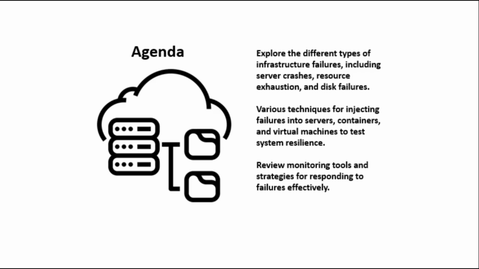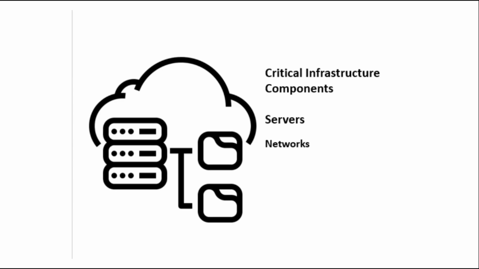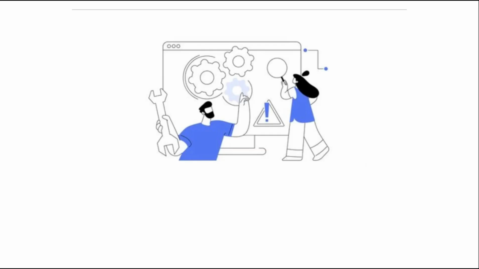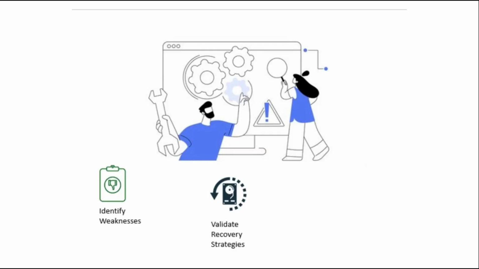Let's get started. Simulating infrastructure failures involves intentionally introducing disruptions to critical infrastructure components, such as servers, networks, or databases, to test a system's resilience. This process helps to identify weaknesses, validate recovery strategies, and ensure continued operation under real-world failure scenarios.